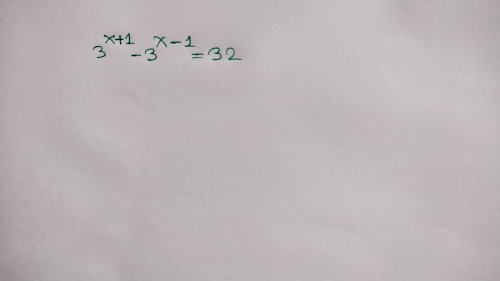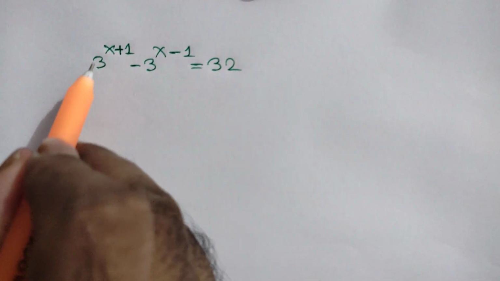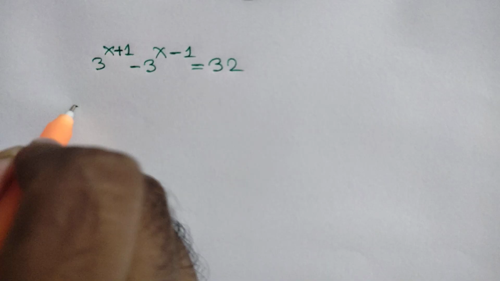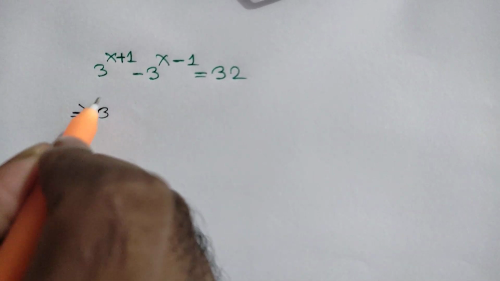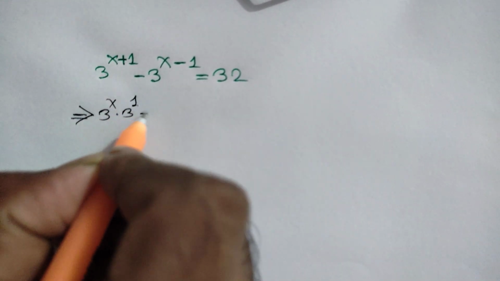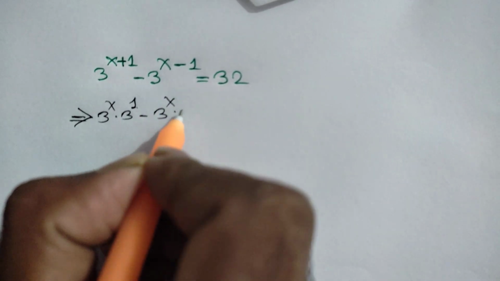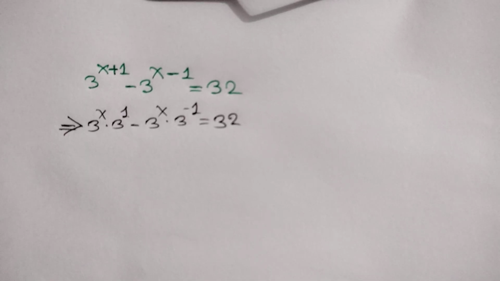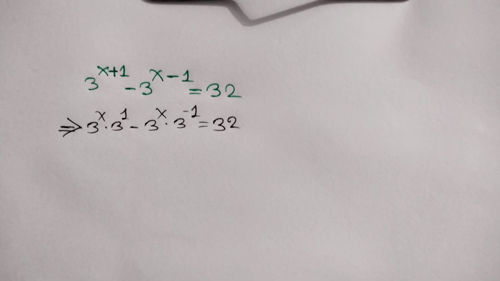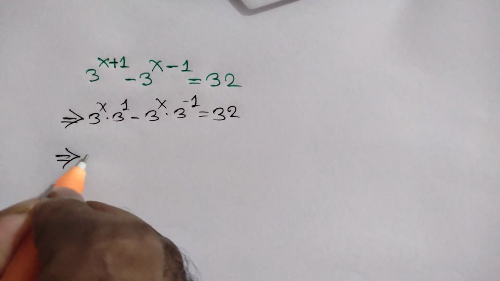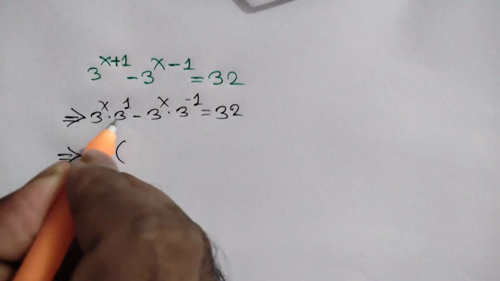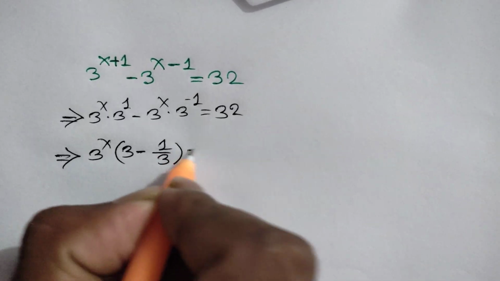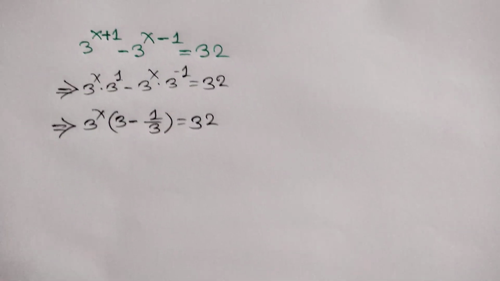In this video I am going to show how to find the value of x where 3 to the power x plus 1 minus 3 to the power x minus 1 is equal to 32. Or here we can write 3 to the power x times 3 to the power 1 minus 3 to the power x times 3 to the power negative 1 is equal to 32. Now taking common 3 to the power x, here we will get 3 minus 1 over 3 is equal to 32.